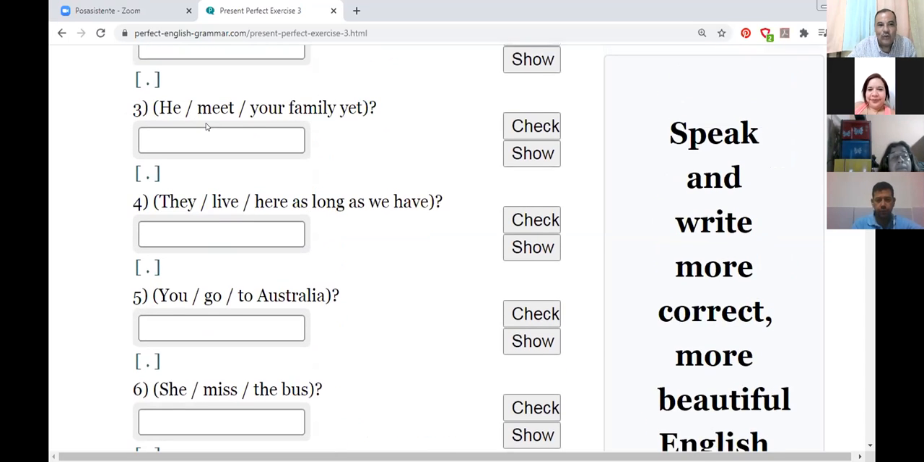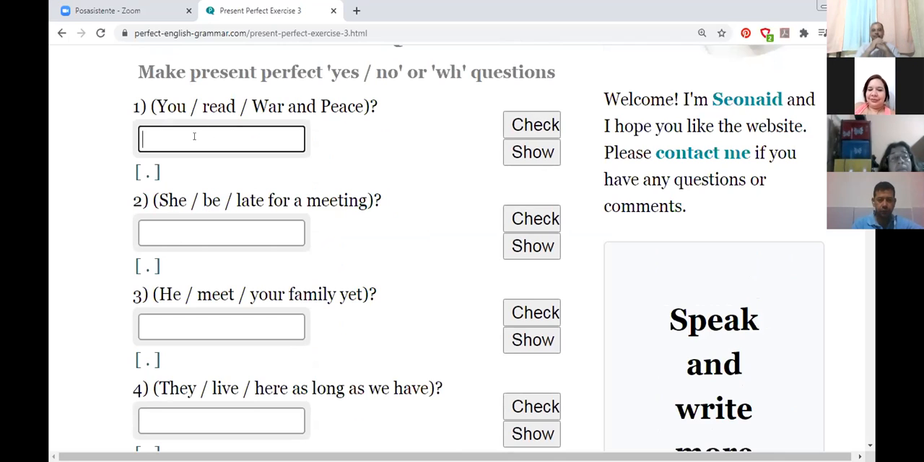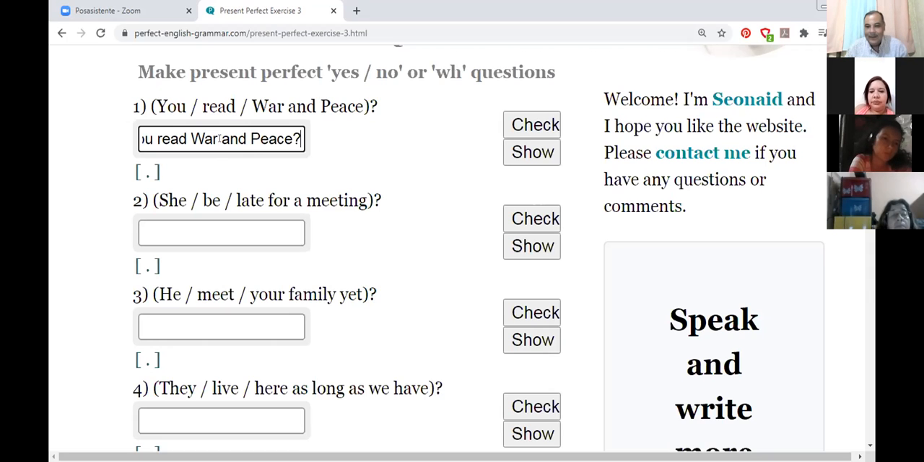Okay, very good. So let's do number one right here. What is number one? Let's see, volunteer. Have you ever... no, have you read? Very good. Have you read War and Peace? Okay, very good, and because it's a question, a question mark. Let me give it a check and it's perfect. An applause.